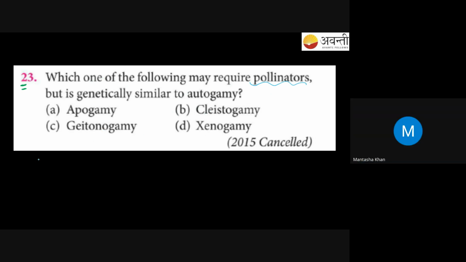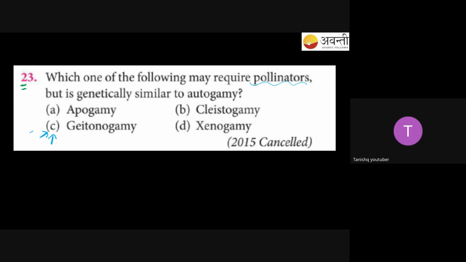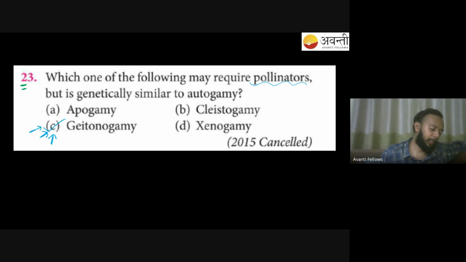सर ऑप्शन सी. Okay, शिखा आपको क्या लग रहा है? Sir, option C. And Tanishq? यस सर सी. C is going to be a correct answer. I hope everyone is going for the option C. Yes, C is going to be a correct answer over here. In geitonogamy you may require pollinators because you're moving from one flower to another flower of the same plant. But it is similar to my autogamy. So yes, that's my geitonogamy.